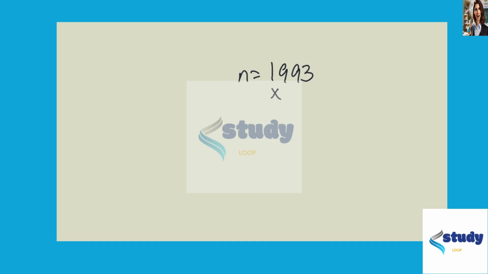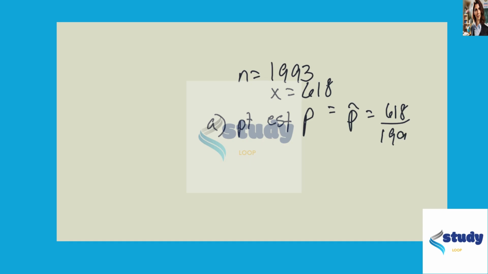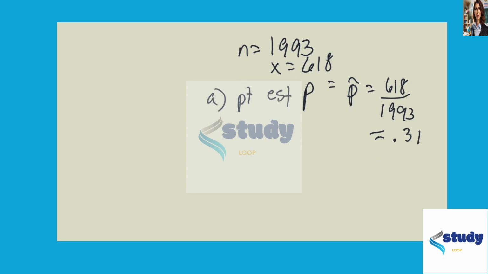So in their sample of 1,993, we have 618 who list the frequent flyer program as the most important factor. So our point estimate for the proportion is our p hat, and that is 618 out of 1,993. Let me just quickly enter that in my calculator, and that proportion comes out to be approximately 0.31, so about 31%.